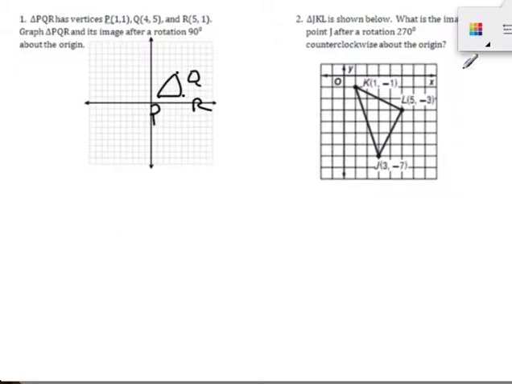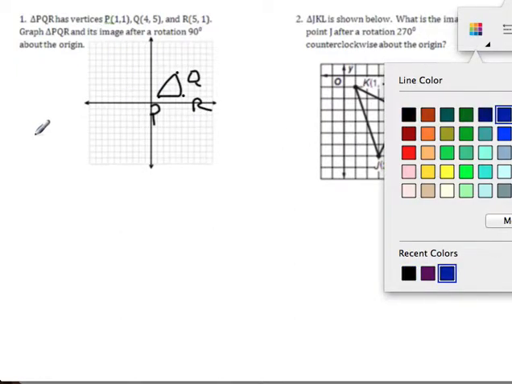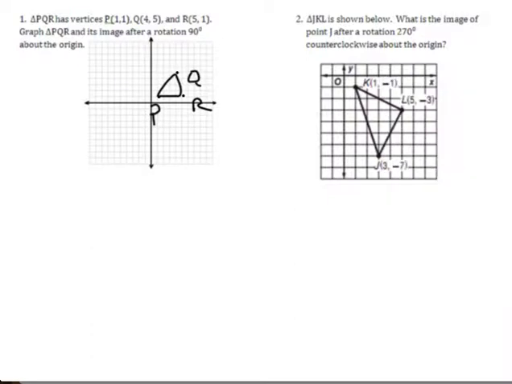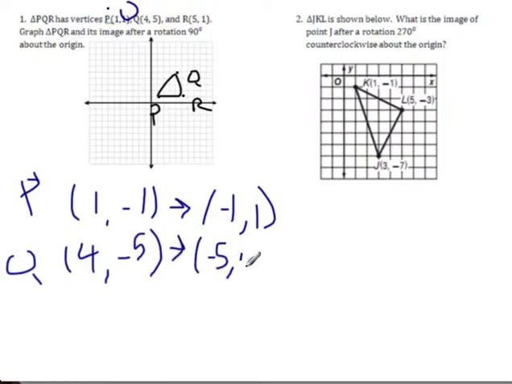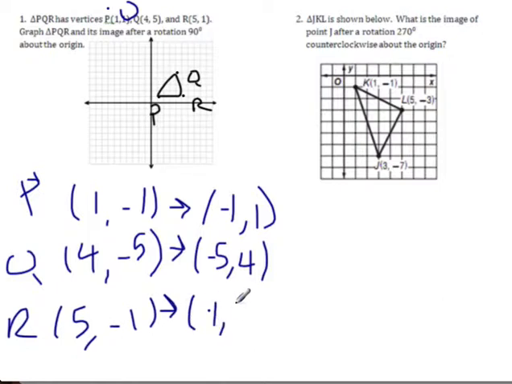Now we want to rotate it 90 degrees. We're going to multiply the y coordinate by -1 and then flip the coordinates. For P, to get P prime, that becomes 1, -1 when I multiply the y coordinate, and then I flip them, so it's -1, 1. For Q, I multiply the second coordinate by -1 and flip-flop them, so that becomes -5, 4. For R, again, multiply the y coordinate by -1 and flip them, so that becomes -1, 5.